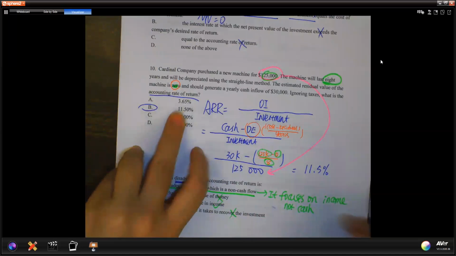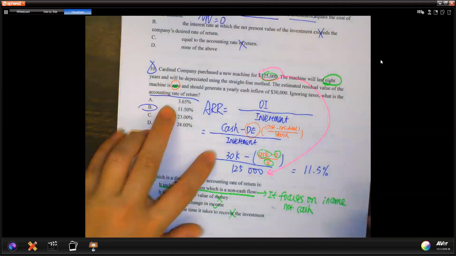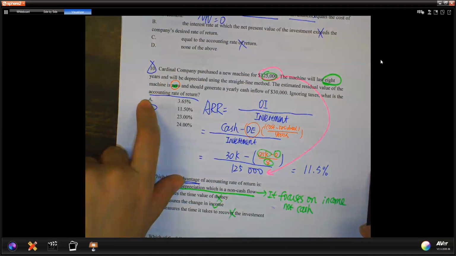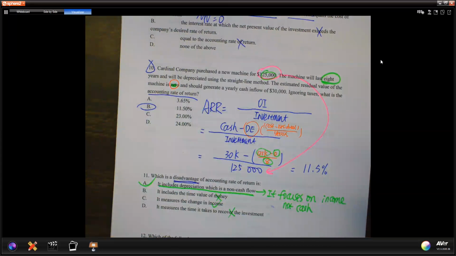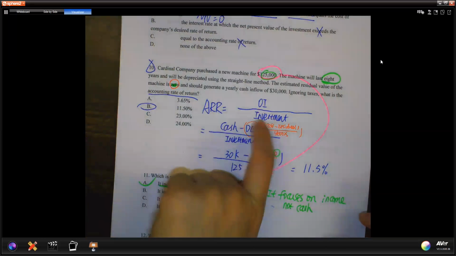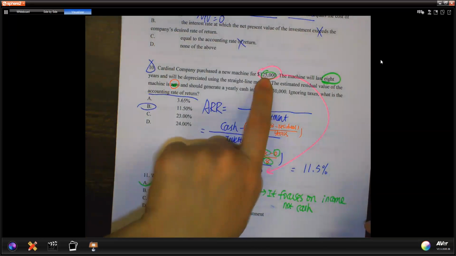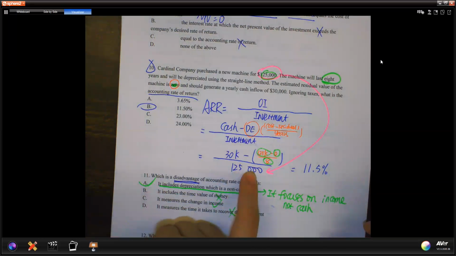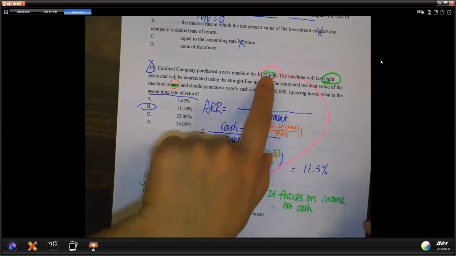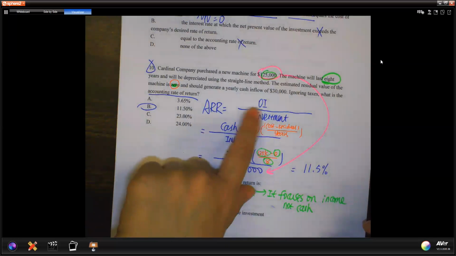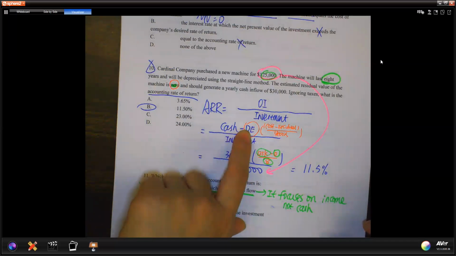Question 10, it's a good one, I think, talking about ARR. You definitely will have an ARR question. If I remember my words, definitely will have an ARR. It's operating income divided by investment. We know the investment is 125,000, so I put 125,000 there, and then how do you get the operating income? It's cash minus depreciation expense.